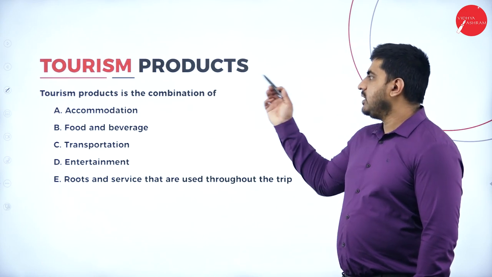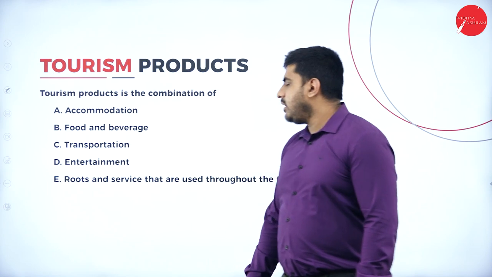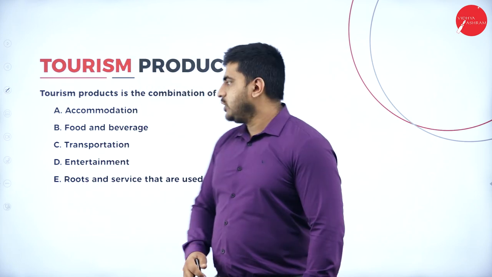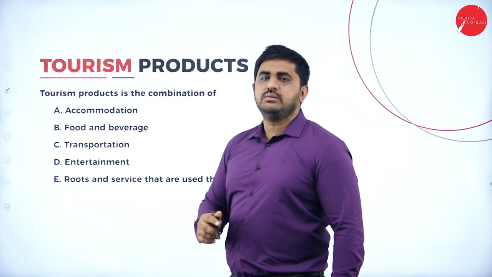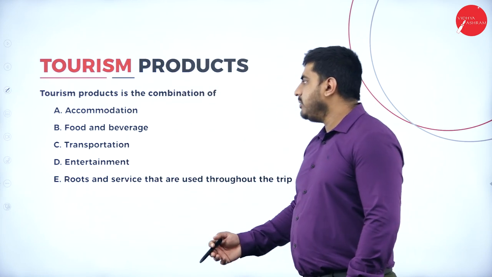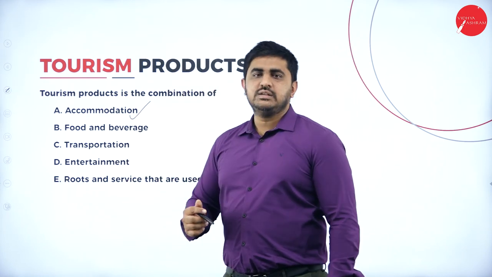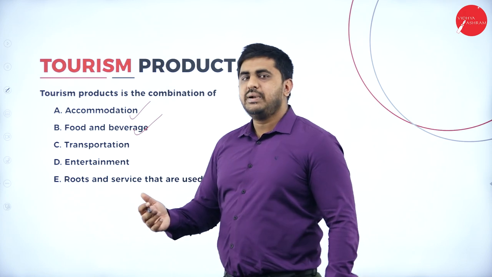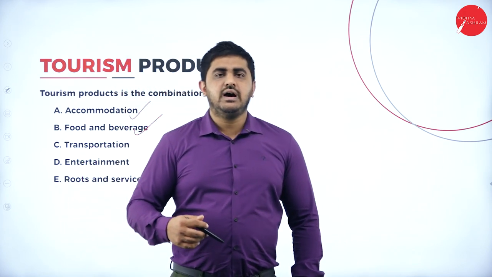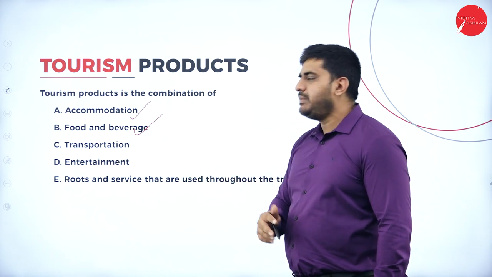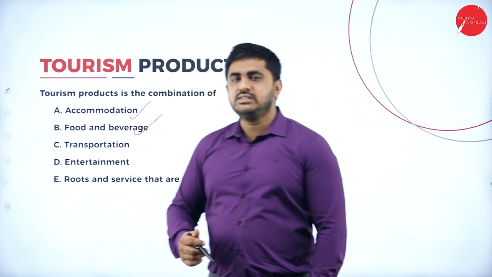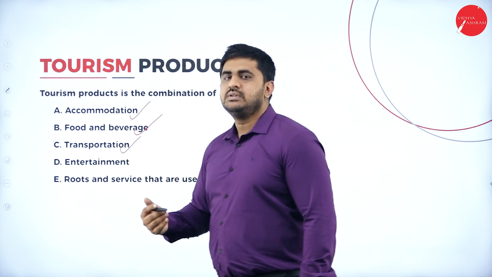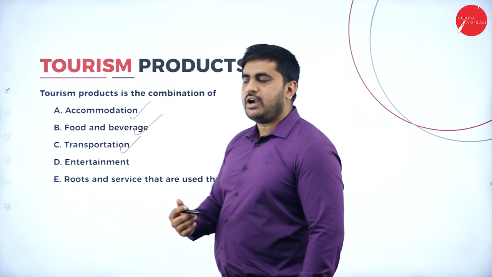Next, tourism products is the combination of all these things that come into consideration when people travel. We can consider all these things together as tourism products. Accommodation: if there is quality accommodation, people travel. Food and beverage: if it is good, people travel. Suppose there is a negative review on food and beverage, then people will think twice to travel to such places. Next, transportation: they also check the quality of transportation, the roads, whether they are comfortable with it or not.